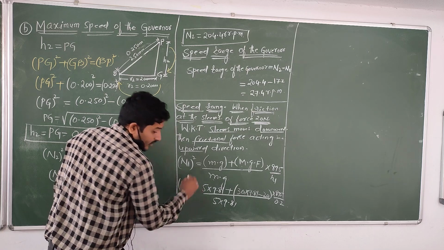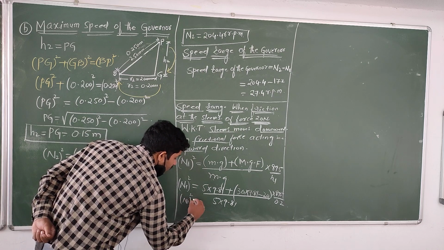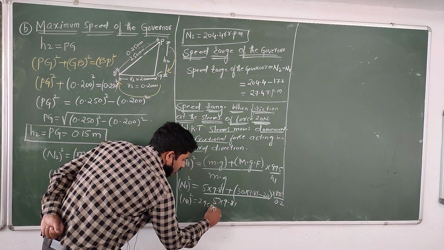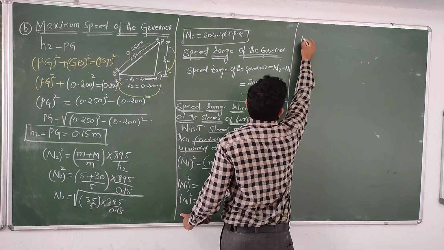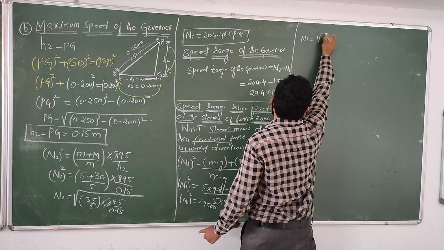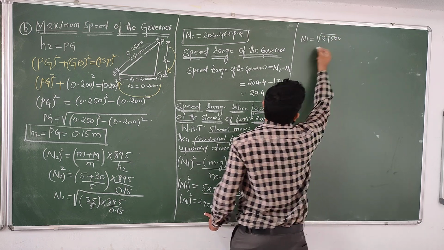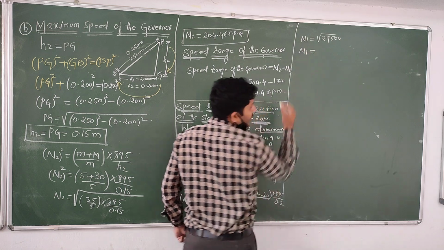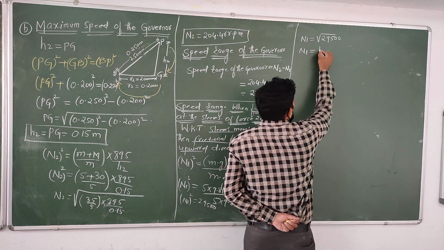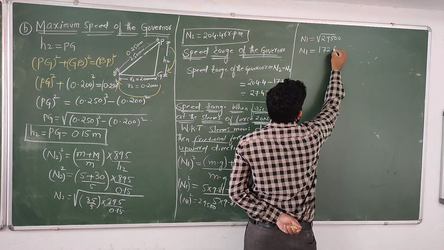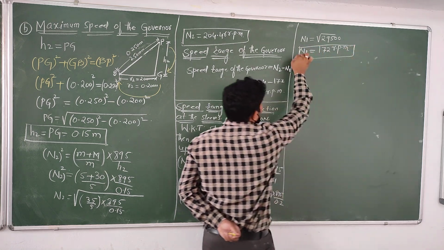So tell me the answer here. So I am getting the answer, N1 whole square value is 29500. Then N1, if you remove the square, N1 equal to under root of 29500, then you will get the answer is 172 RPM. Is it right? 172 RPM. That is the value of N1.